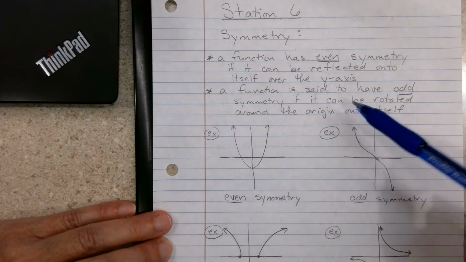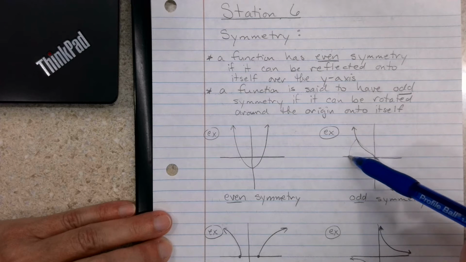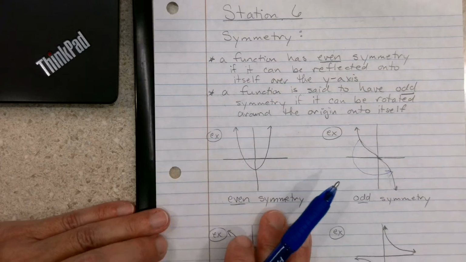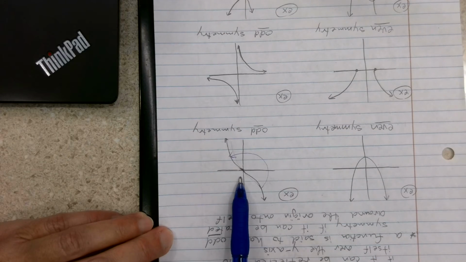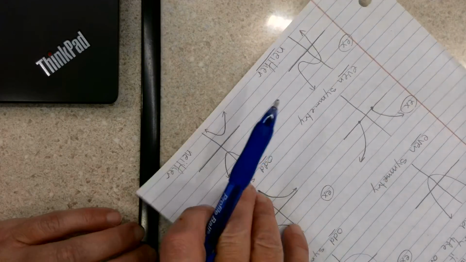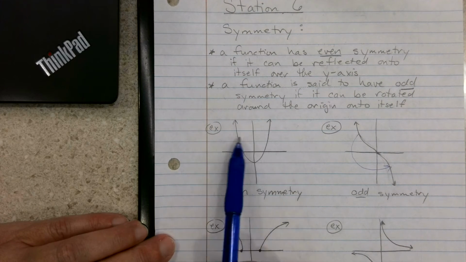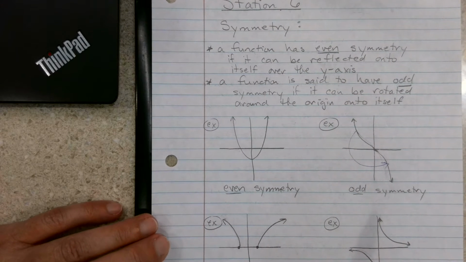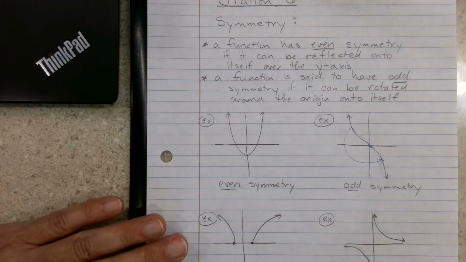Odd symmetry, so a function is said to have odd symmetry if it can rotate around the origin. If I take this and rotate it, it looks exactly the same again. If I were to turn that graph upside down, it would look no different than it did originally. Odd symmetry is a rotation around the origin. Even symmetry is a reflection across the y-axis. The x-axis can have symmetry also, but then that's not a function because it would have repeated y values, and we can't have those.